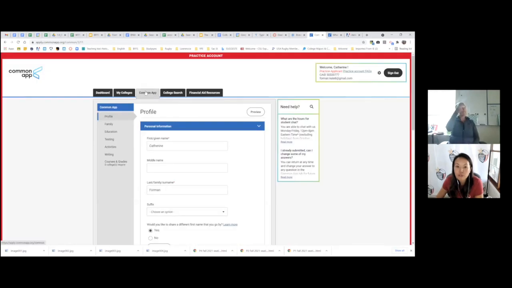So once you finish a section, like if we finish profile right now, we would see a green check mark. You finish family, you'll see a green check mark. So if you're a parent and you're helping to look over something, if you see a section that doesn't have a green check mark, something's missing. It could be really small, but you should see all those green check marks before you submit.